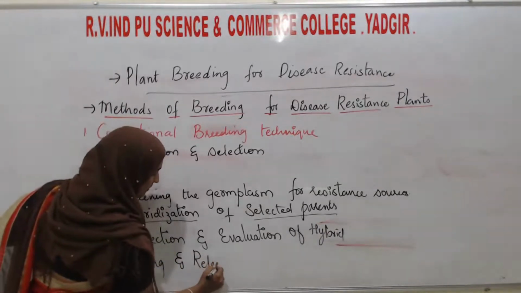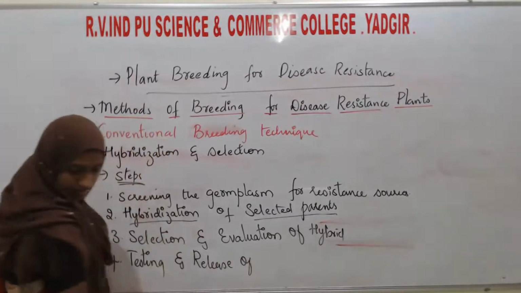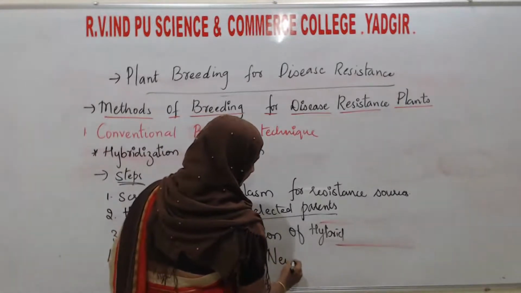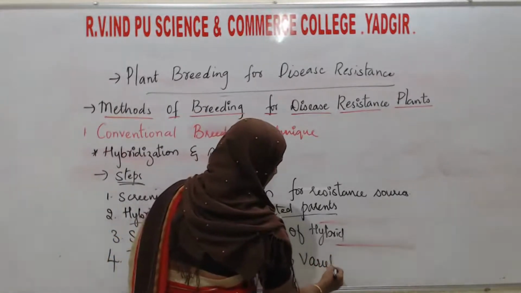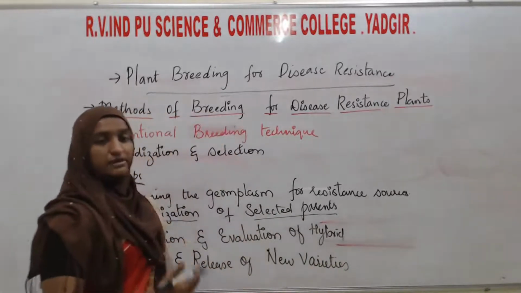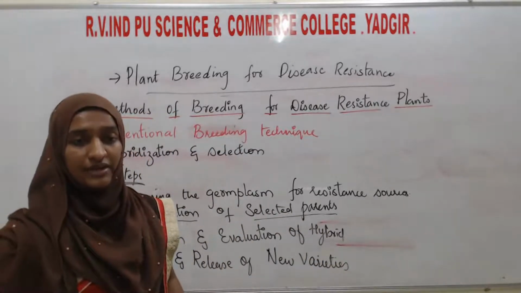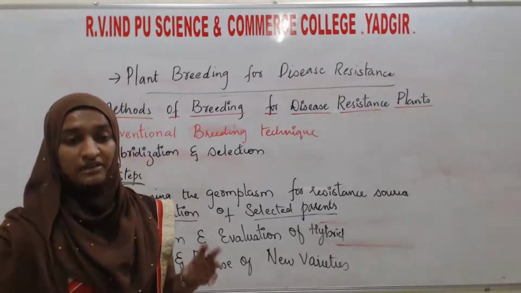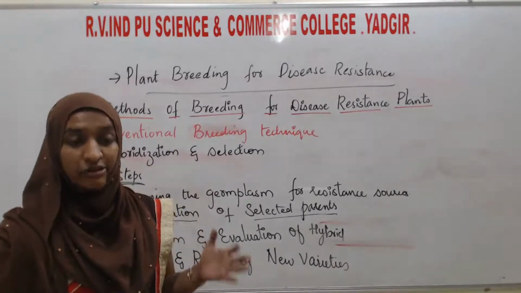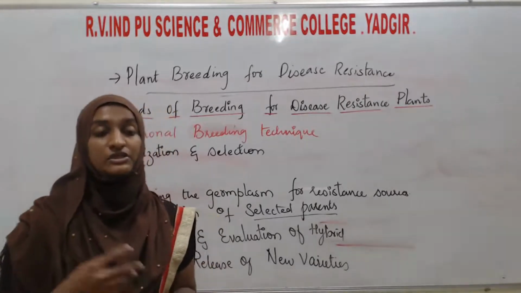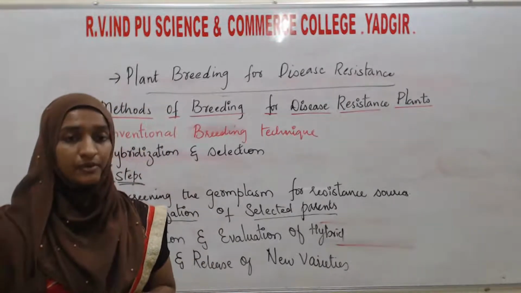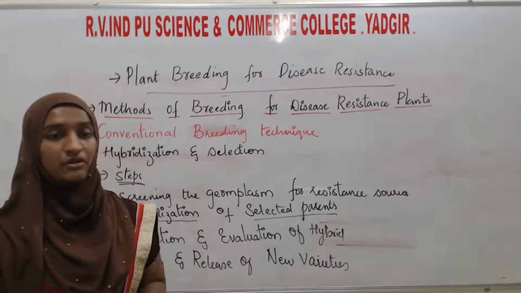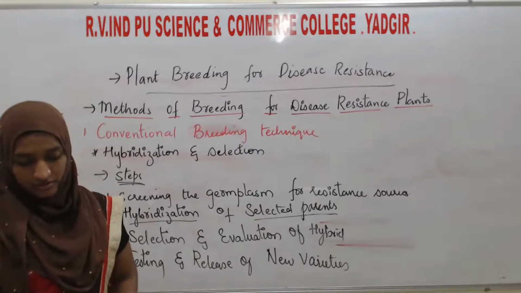testing and release of new varieties. In the last step, they test under different agronomic conditions, then release into different crop fields, for more than 3 seasons. They grow in different crop fields with different climatic conditions. Then they release them. Okay, so this is about the different steps in the conventional breeding technique.